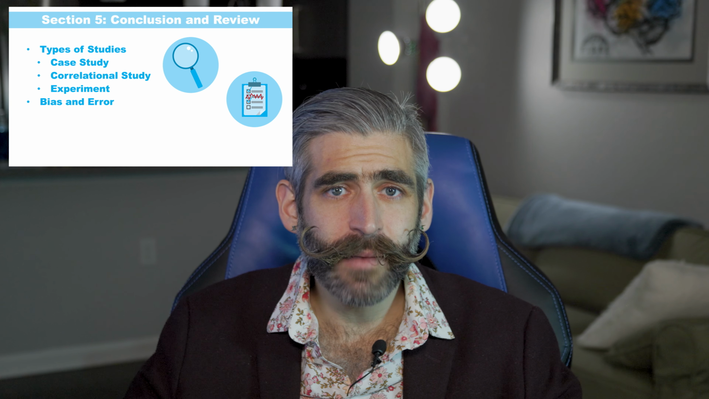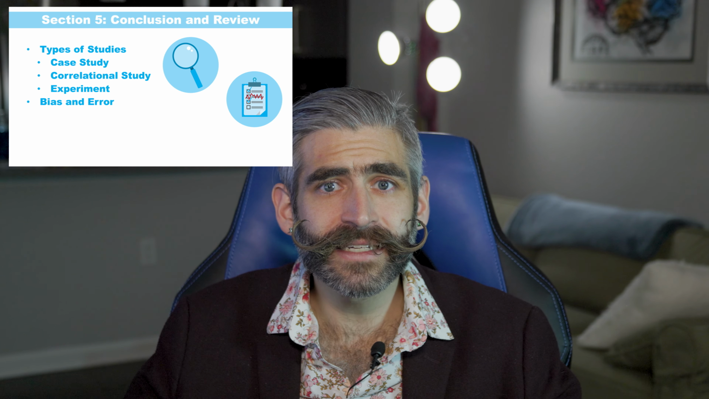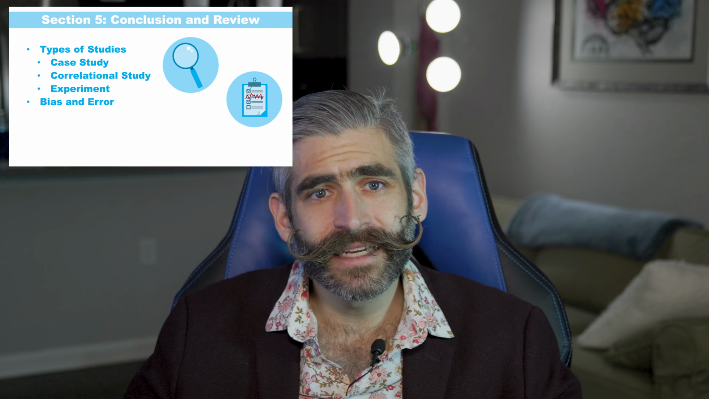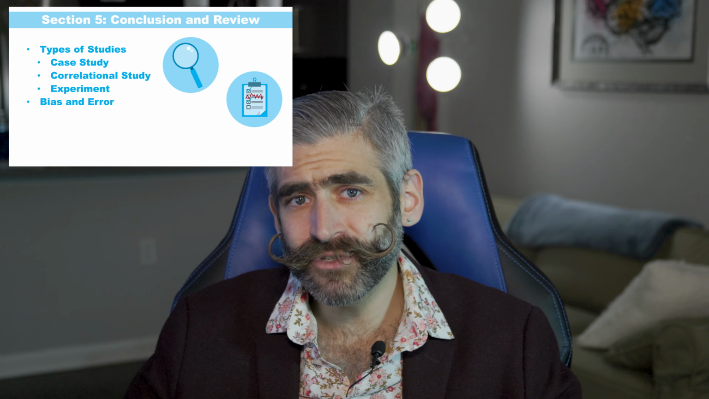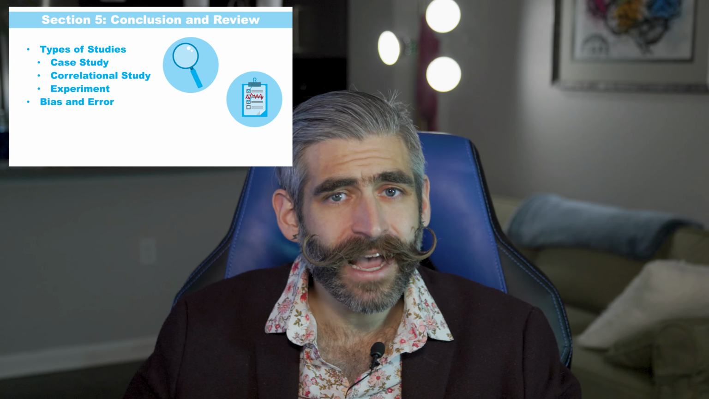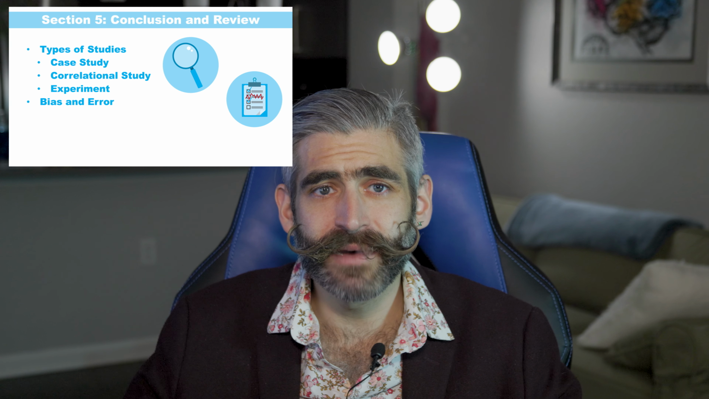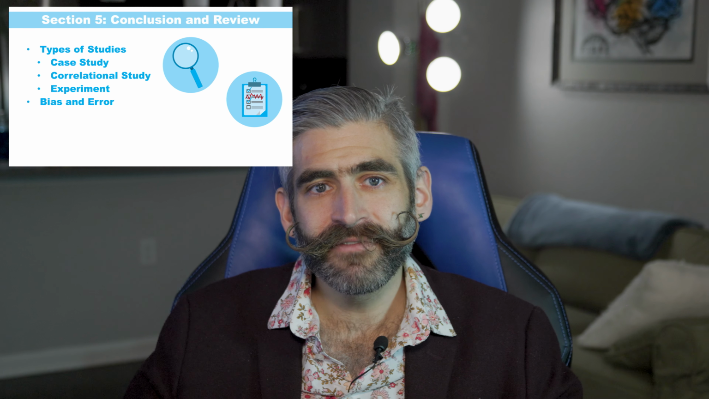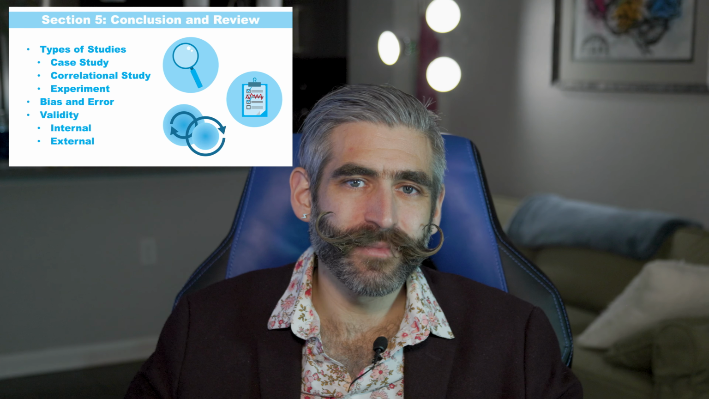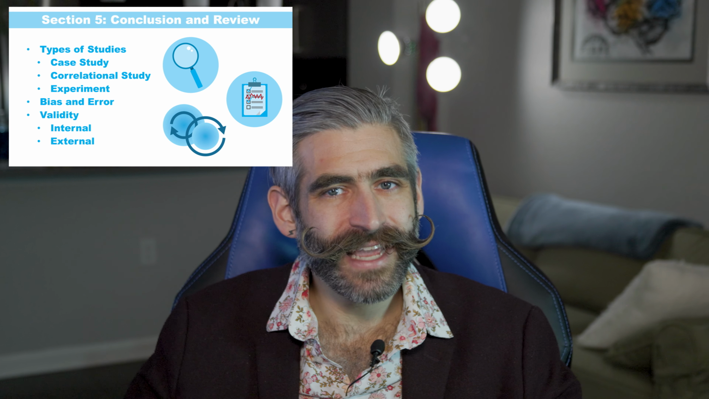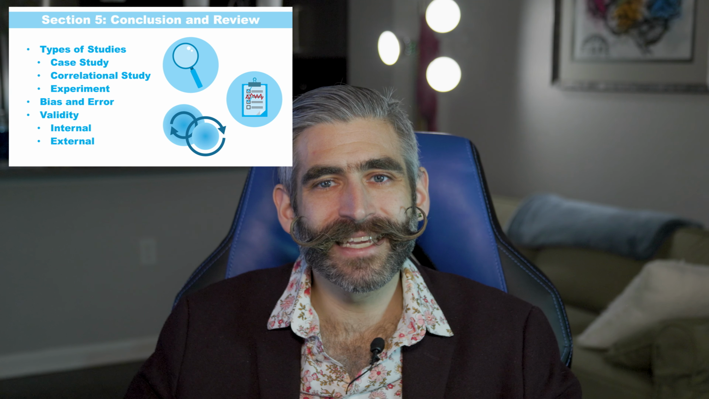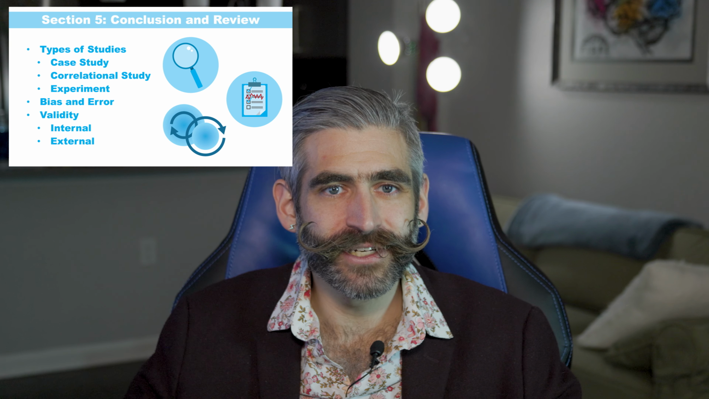We discussed bias and error. We talked about some common biases like the placebo effect, demand characteristics, the Rosenthal effect, and how all of these can distort findings. And we discussed some strategies, including placebo controls, double-blind procedures, and counterbalancing that help to reduce these biases. Finally, we discussed validity. Internal validity ensures that we can confidently attribute changes in the dependent variable to the independent variable, while external validity determines whether findings can be generalized to other populations and settings.